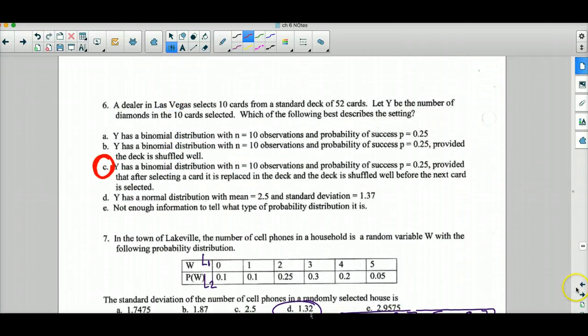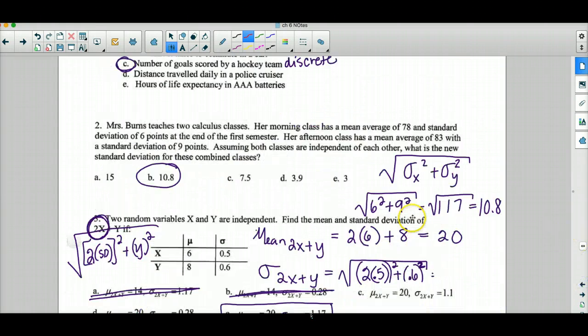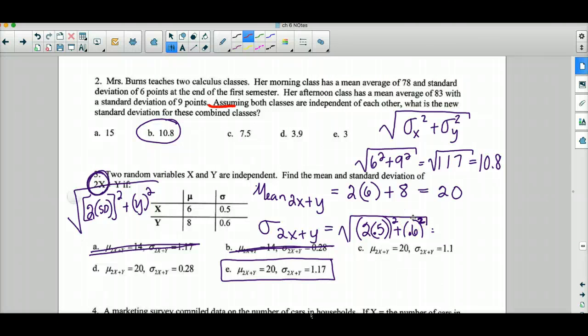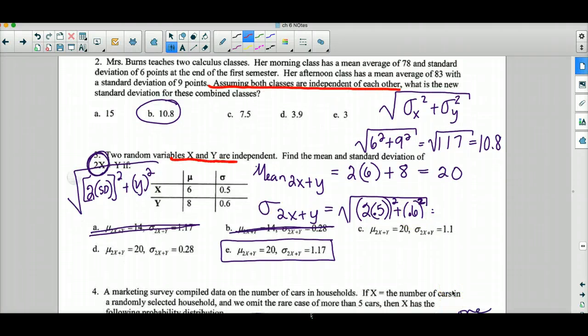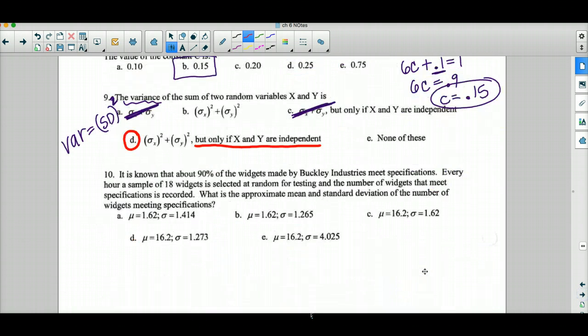Oops, it's this page, sorry. Right here, assuming both classes are independent of each other. 2 random variables are independent. Do you see how they keep stating it? They wouldn't state it if it wasn't important. They have to be independent for you to calculate their standard deviation or their variance. Otherwise, you can't do it.